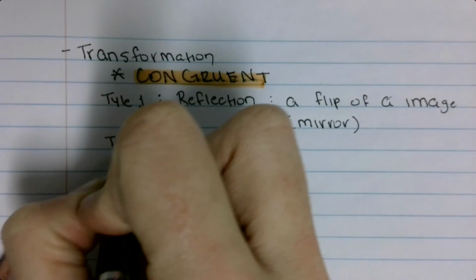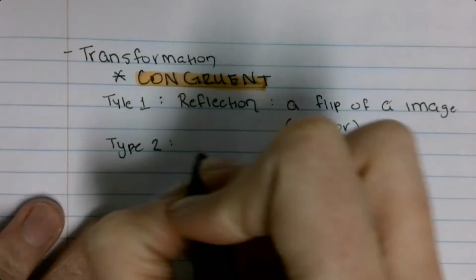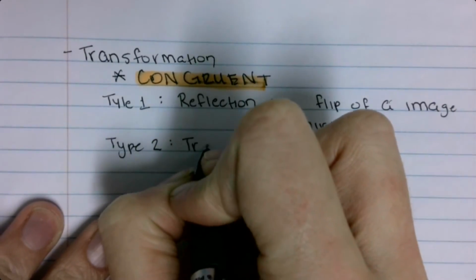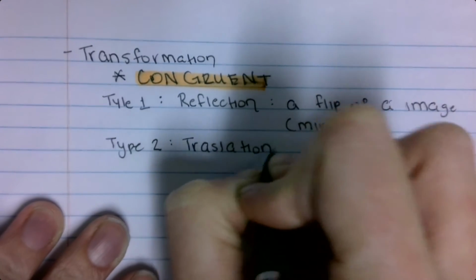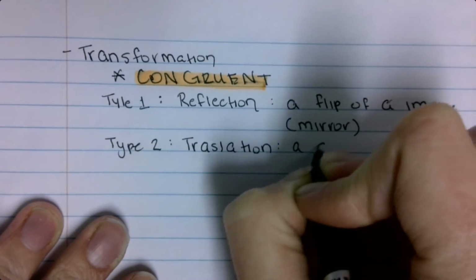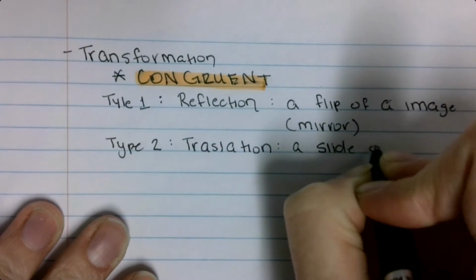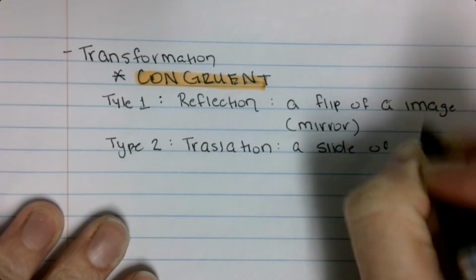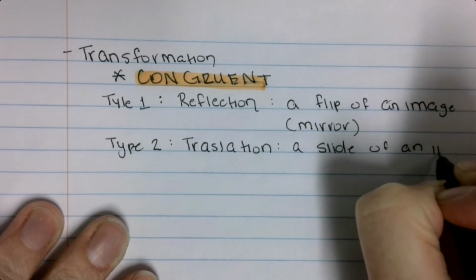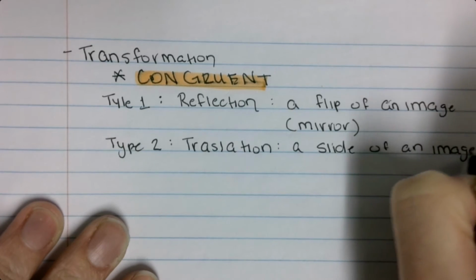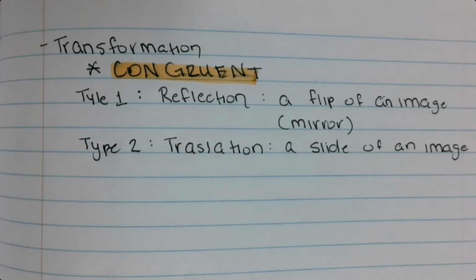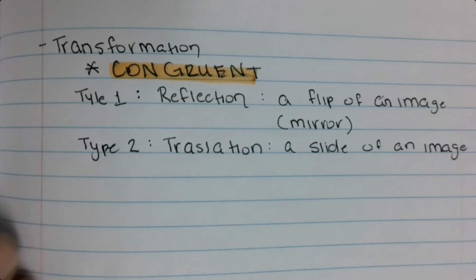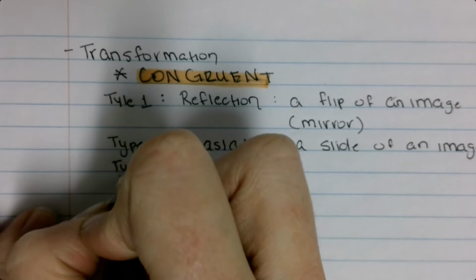So type 2. Type 2 is going to be a translation. And that is a slide of an image. So this should have an N. That is a slide of an image. Again, we're relating this kind of back to when you were in 3rd, 4th grade and you did your flips, your slides. Think about another one. You're probably going to see it here now.